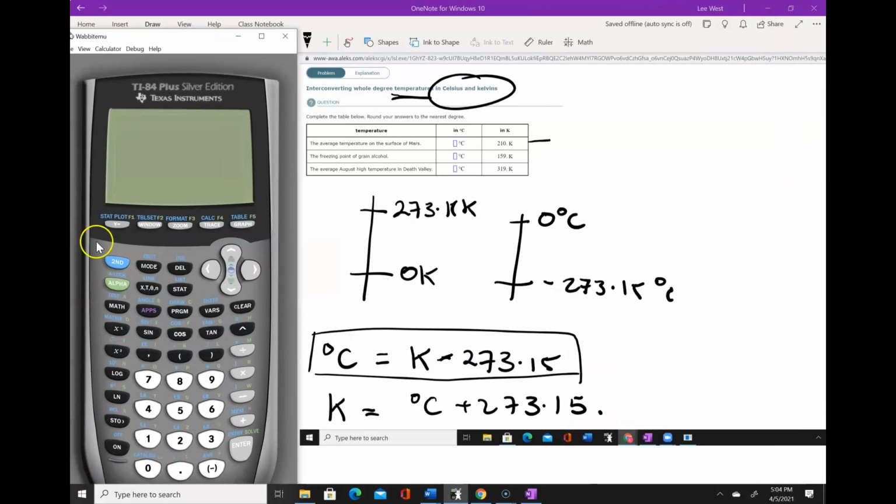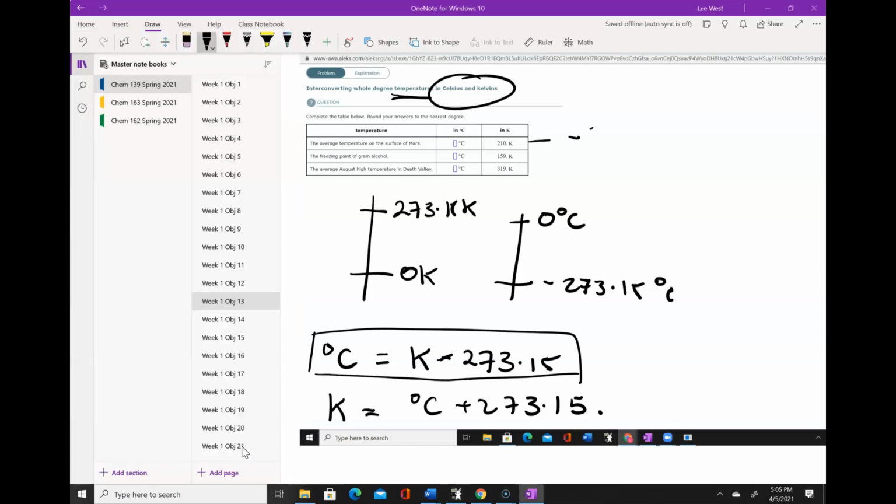So let's give that a go. In the first case, what do we need to do? Take our temperature in Kelvin, 210, and then we're going to subtract from it 273.15. And there we go, it's negative 63.15. Now it gives a little bit of advice. It says round your answer to the nearest degree. So we're going to record this just as negative 63 degrees Celsius.